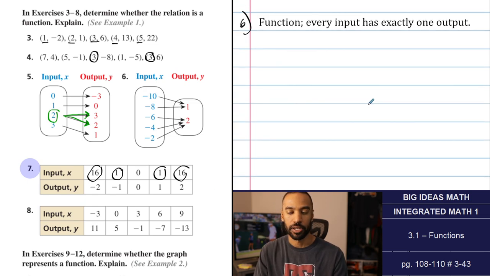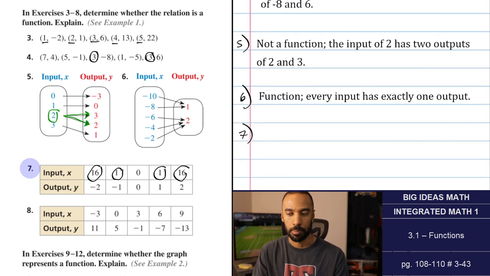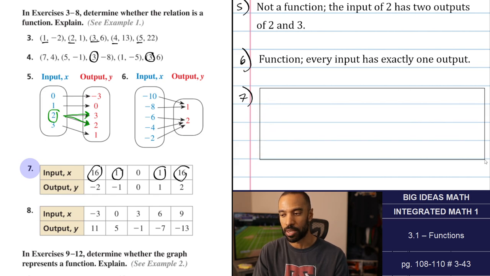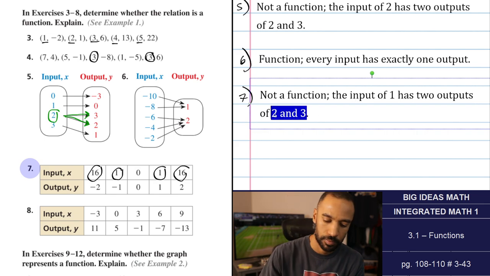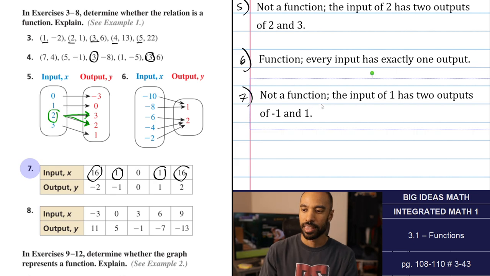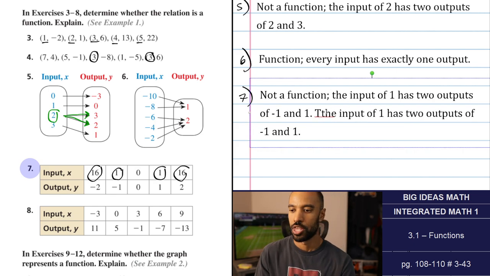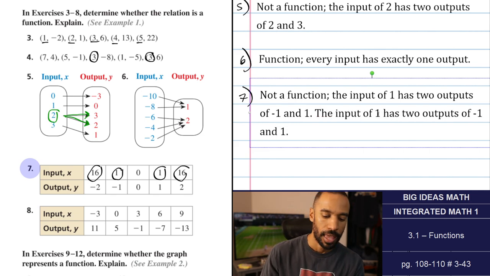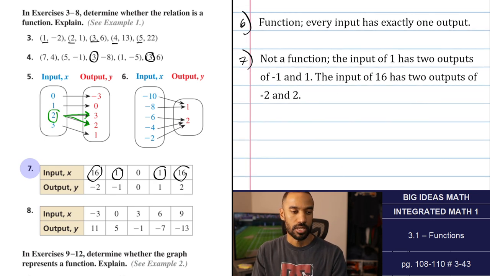Remember, just like the vertical line test for graphs, it only needs to fail once for it to matter, for it to not be a function. So I wonder if I'm supposed to describe both, but in either case, it makes it not a function. Not a function, the input of 1 has 2 outputs of negative 1 and 1. And then the input of 16 has 2 outputs of negative 2 and 2. Do you have to list both? I don't know, probably not, but it says explain and I explained.